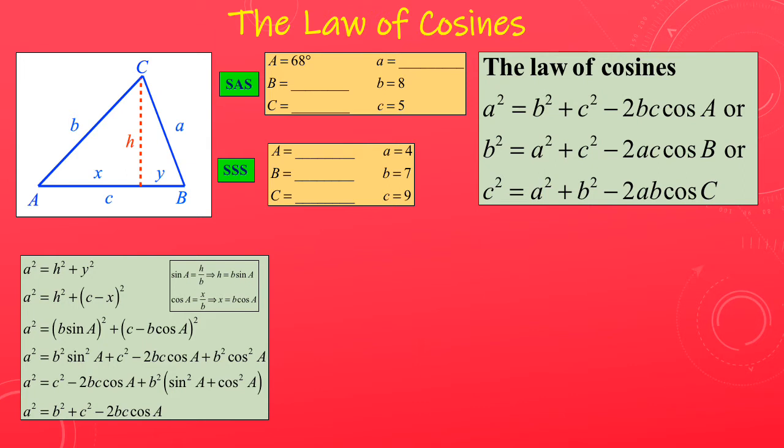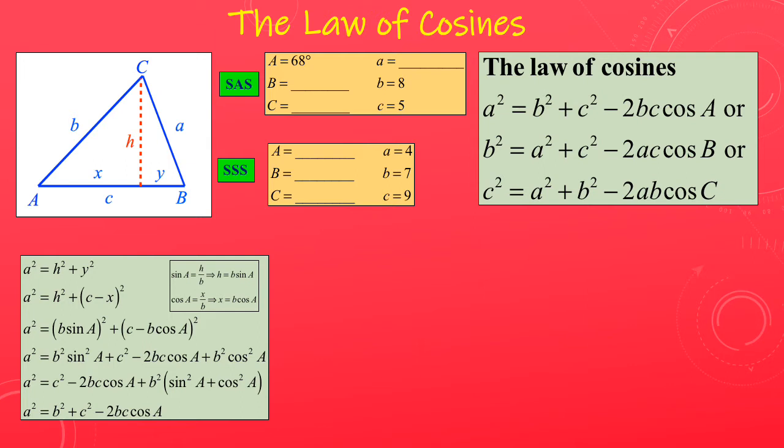Like the law of sines, it is really three laws in one, depending on which angle we are working with. We have the A law, a squared equals b squared plus c squared minus 2bc cosine A, or the B law, b squared equals a squared plus c squared minus 2ac cosine B, or the C law, c squared equals a squared plus b squared minus 2ab cosine C. We will use the law for which we have the angle.